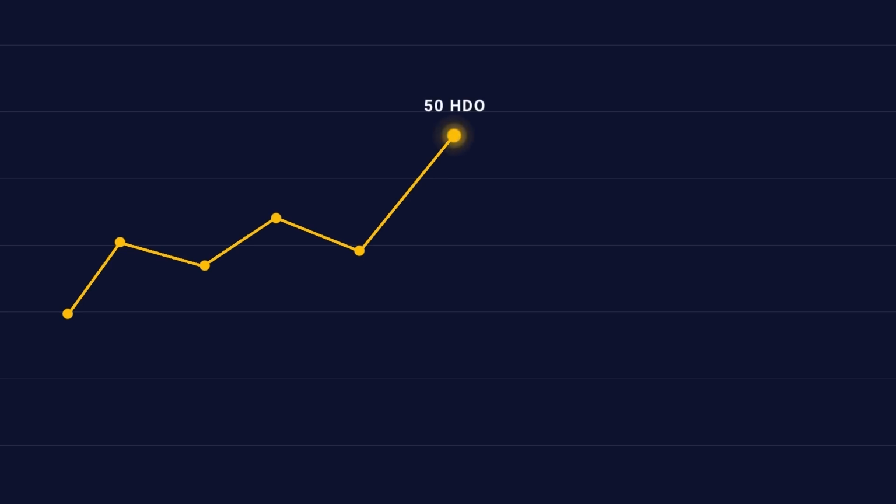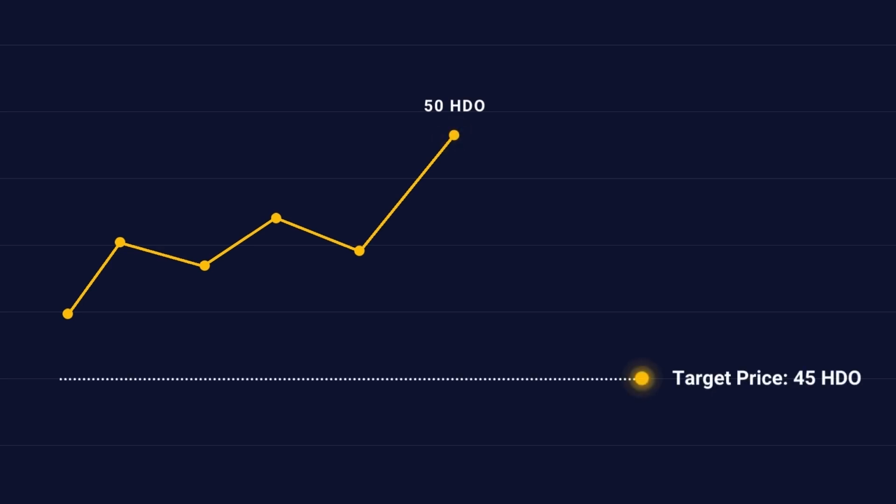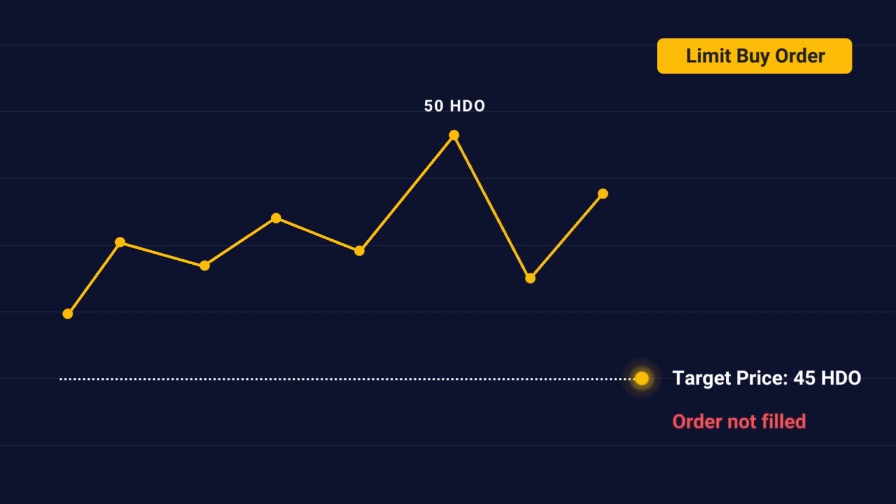Let's say, for example, that HCN is currently trading at 50 HDO, but an investor believes it'd be a good value at 45 HDO or less. This investor could place a limit order to buy the HCN at 45 HDO. However, because of the price restriction, there's no guarantee the order will be filled quickly or at all. If the coin does drop to 45 HDO or below, with enough volume available at that price, the order will fill and the investor will buy HCN for 45 HDO.